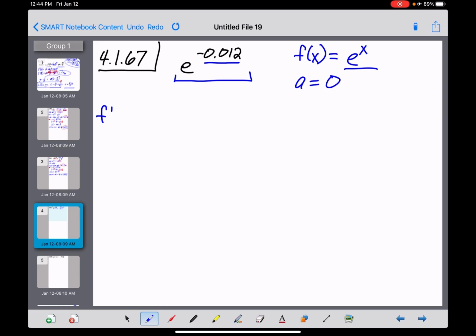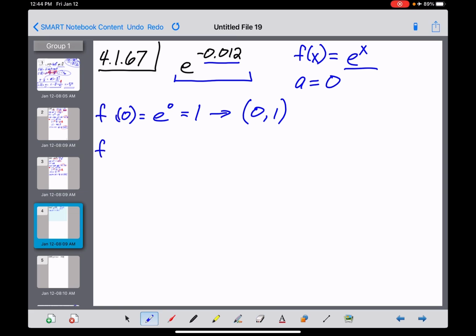We need f of a. So f of 0 is just going to become e to the 0 power, which is 1. So that means the center of our linearization, or our point of tangency, is going to be 0, 1. And then, I'm sorry, that is not f prime of 0. That is just f of 0, my mistake.